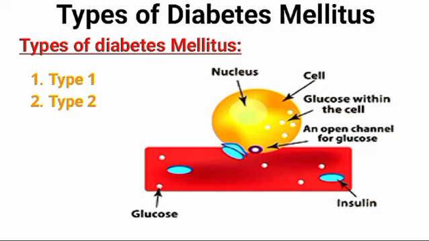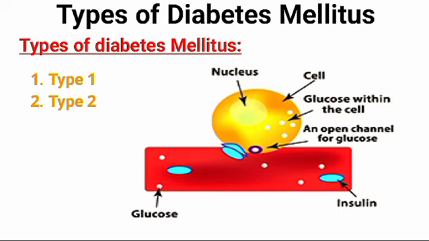Once inside the cell, glucose is either metabolized for energy or stored as glycogen. This coordinated process ensures proper glucose utilization and is crucial for maintaining blood glucose levels. And dysregulations can lead to conditions like diabetes mellitus.